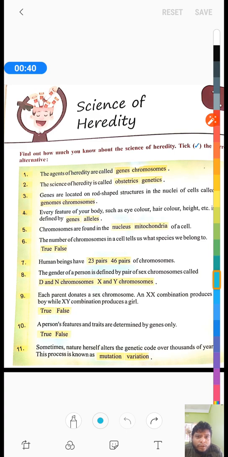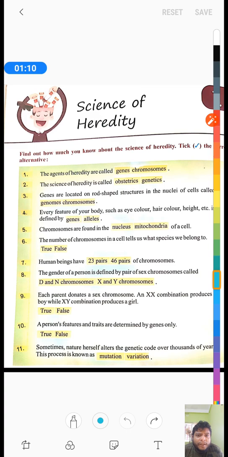Find out how much you know about the science of heredity. Now, heredity, what do you mean by heredity? I think you have studied in your science chapter from your biology, okay? Something that you inherit from your parents. So, if you have studied that lesson properly, let's see whether we can answer the questions.